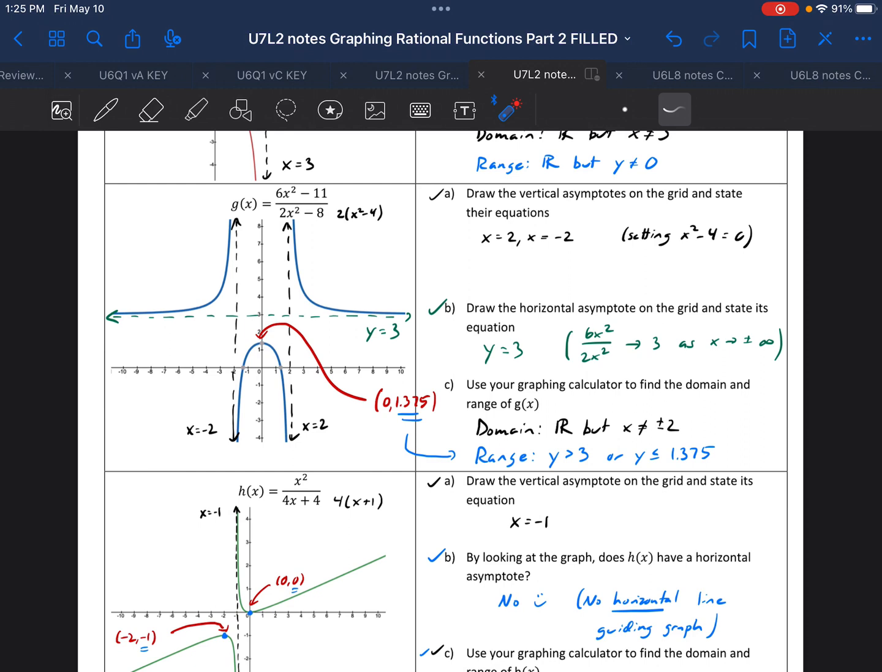Last case, this one. So we have degree 2 on the top. I already talked about this. Degree 1 on the bottom. The degree at the top is bigger, so there's no horizontal asymptote. There's actually a slant. Okay, and that's what I've written here. There's no horizontal asymptote.